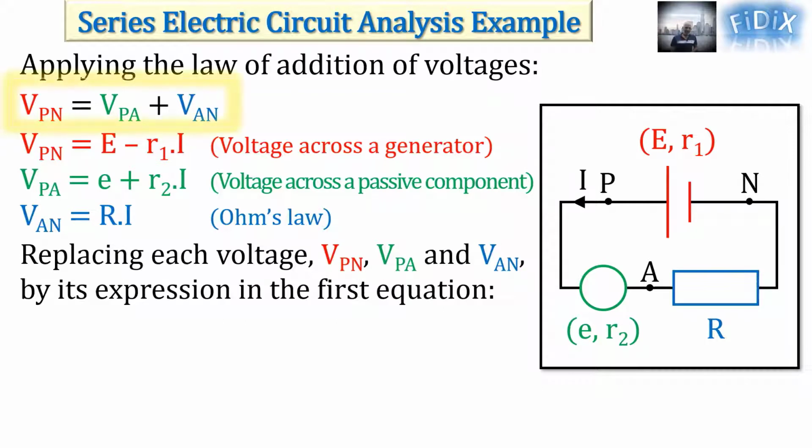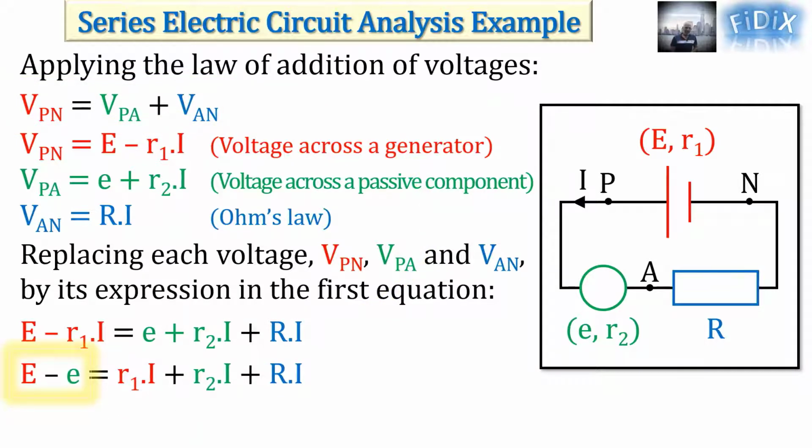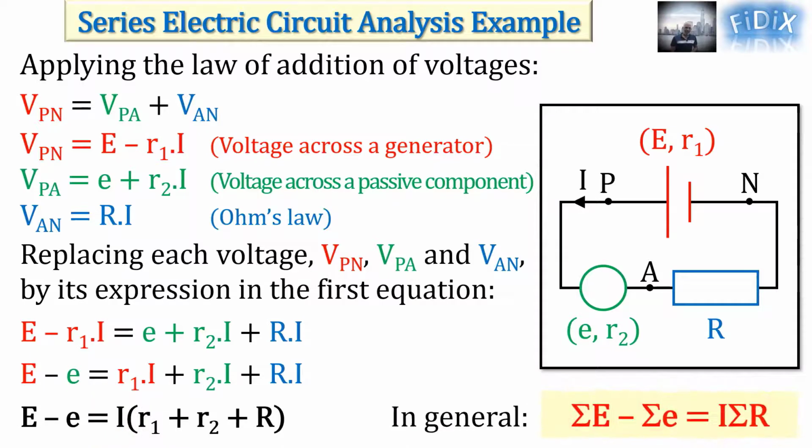If we replace in the first equation each one of the three voltages by its expression and isolate the EMF and back EMF on one side of the equation, we will be able to notice a common factor, I, on the other side of the equation. We can factor and get a general relationship which can be written as the sum of all electromotive forces minus the sum of all back electromotive forces is equal to the product of the current carried by the circuit and the total resistance of the circuit.